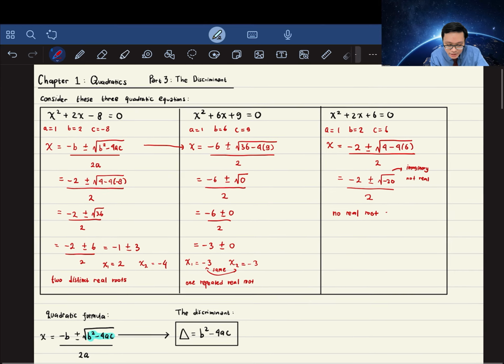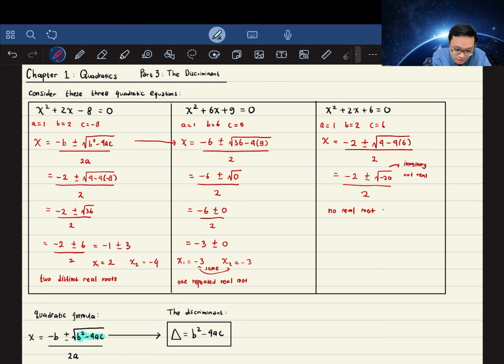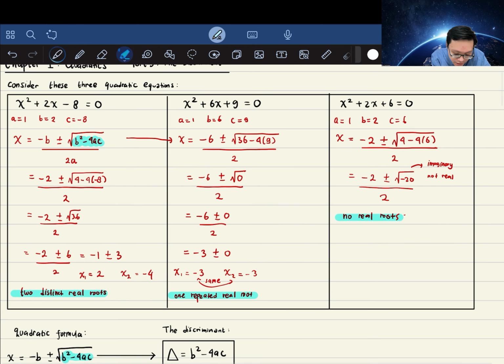Now, as you can see here, guys, we have three cases. The first one, two distinct real roots. The second one, repeated real root. And the third one, no real roots. Now, if you look at the pattern here, these three depend on the value inside the square root. If the value inside the square root is positive, you get two distinct real roots. If the value inside the square root is 0, you get one repeated real root. And the third one, if the value inside the square root is negative, you get no real roots at all.